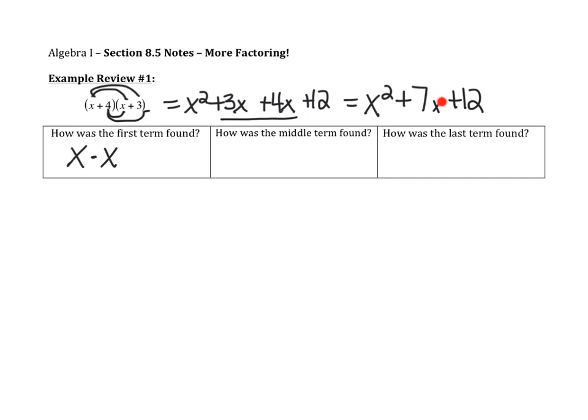So the middle term was 7x. It was found by taking the 3x and the 4x and adding them together, which, think about it, 3 plus 4 is 7, and we had a 3 and a 4 in our binomials. So the middle term was found by adding. The last term, which in this case was 12, was found by taking 4 times the 3. So again, the middle term was found by adding. The last term was found by multiplying.